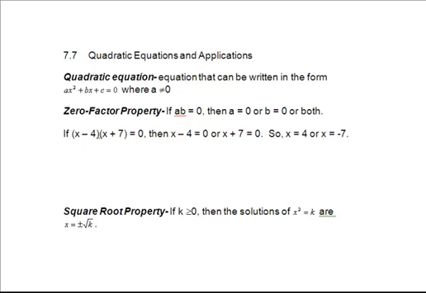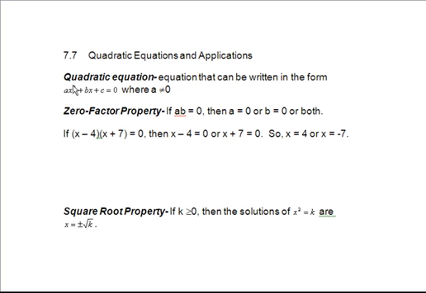Today we're taking a look at section 7.7 on quadratic equations and applications. We begin with the definition of a quadratic equation. A quadratic equation is an equation that can be written in the form ax squared plus bx plus c equal to 0, where a is not equal to 0. So what that's telling us is that we must have an x squared term.